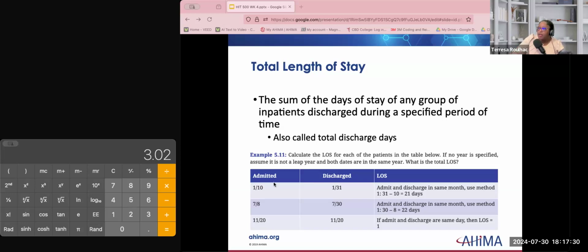So we have one patient admitted on January 10th. They were discharged on January 31st. Remember that when you have admitted and discharged in the same month, we use the method 31 minus 10, which gives 21 days. Again, these are not that bad because all you have to do is subtract. Now, remember, if you're admitted and discharged on the same day, you are going to have 1 day of length of stay because you can't have zero. You can't have someone that just didn't come, right? So they came in, they came out, it's one.